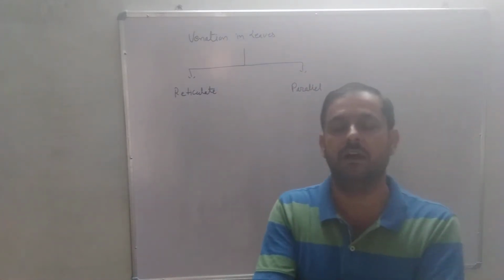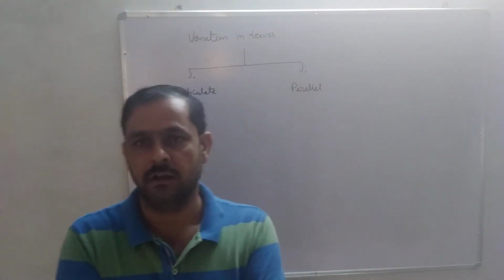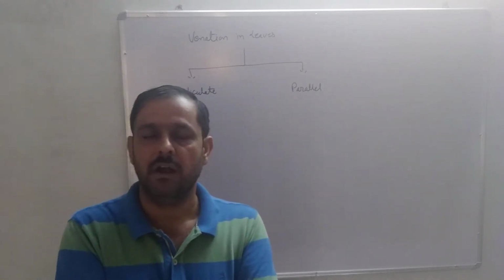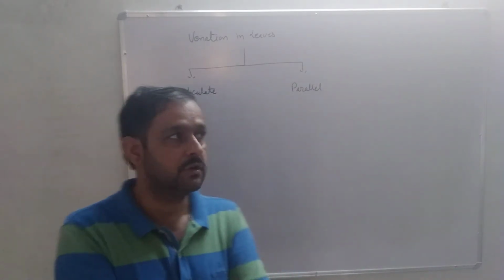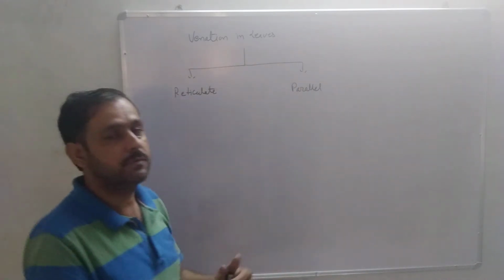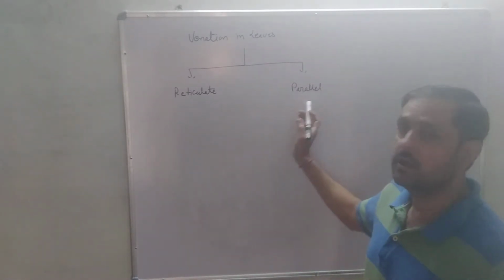We are studying the chapter Morphology of Flowering Plants. In this chapter, we studied about root, stem, and structure of leaves. Now, our topic is venation in leaves. There are two types of venation, reticulate and parallel.